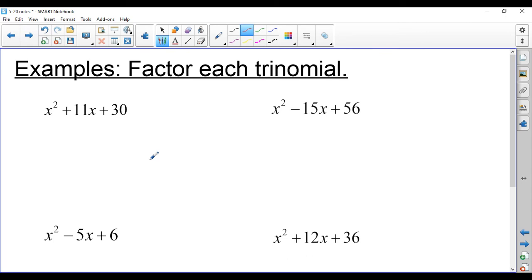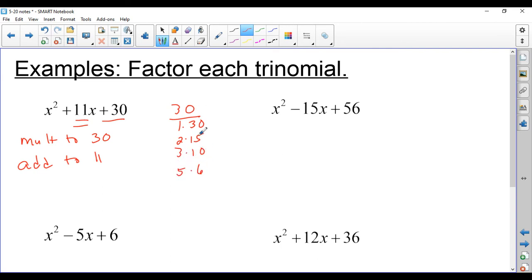Here are some more examples. Here I have x squared plus 11x plus 30. I need numbers that multiply to 30 and add to 11. Always multiply the constant, add to the coefficient of x. So I think about the factors of 30. 1 times 30, 2 times 15, 3 times 10, 5 times 6. And I look down that list until I find a pair that adds up to 11. My factored form is x plus 5 times x plus 6. And again, if you wrote x plus 6 times x plus 5, that would also be correct.